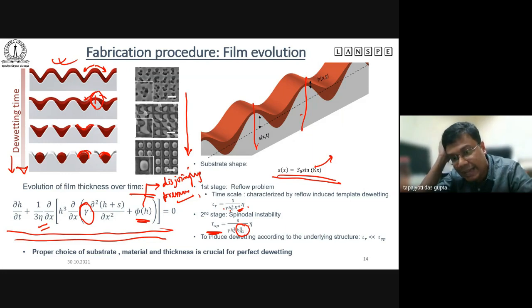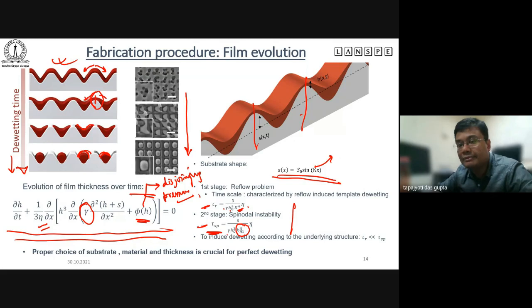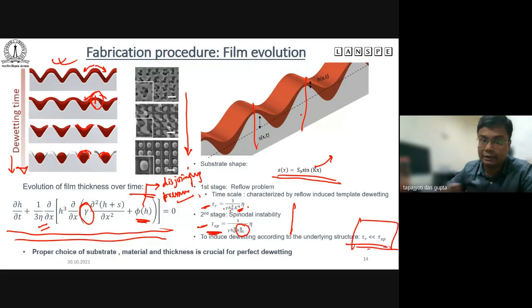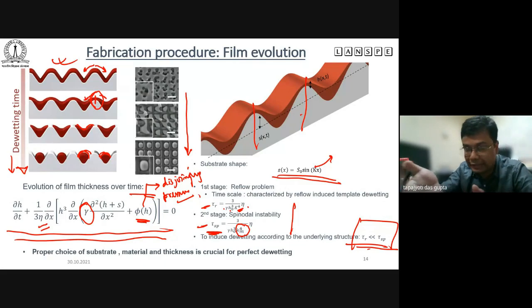Now, as you understand, to induce proper dewetting, a competition between that reflow time scale and spinodal time scale is very, very important, right? The reflow should be faster than the spinodal, failing which you will not get a well-ordered particle. That means this condition should be taken into account. And that means how do I control this is to have a control over your material properties, thickness, and the substrate, for achieving perfect dewetting.